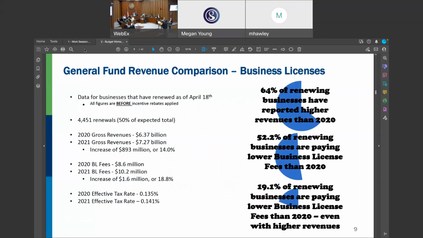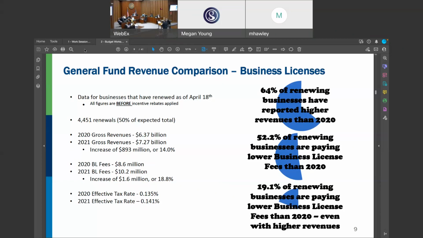On business licenses, which is our second most significant source of general fund revenue, as you all know, we're in the midst of our first business license renewal under the new statewide standardization act. So the numbers on the slide are current as of last week. I have a few that I'm going to update with data from today. So this is for businesses that will have renewed as of this morning, April 25th.